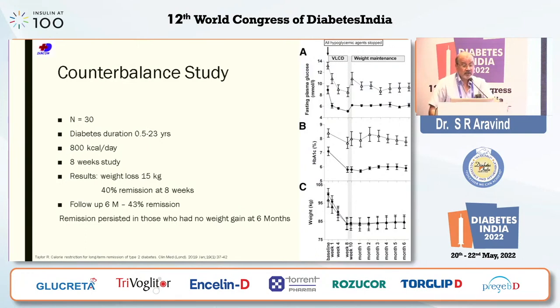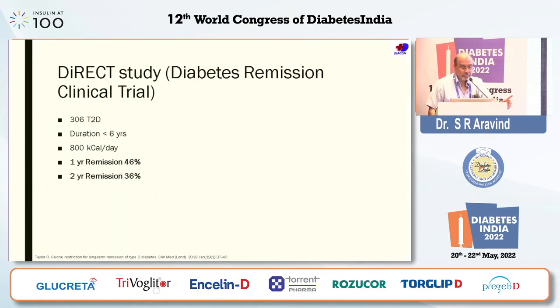30 people, duration of diabetes 6 months to 23 years, 800 calorie diet, 8 week study, weight loss of 15 kgs. Now 40% remission in 8 weeks. You follow them up for 6 months, 43% remission. Now, remission persisted in those who had no weight gain at 6 months. Obviously, again, if you put on weight, your metabolic issues start coming back. And on the right side, A, B, C, you can see all the parameters coming down.